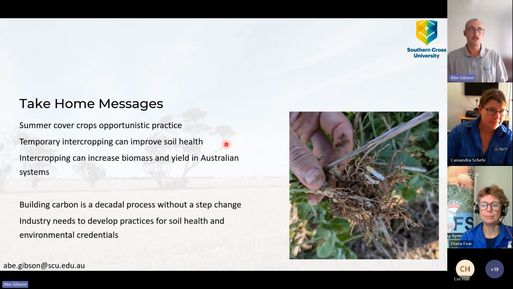Organic N is nitrogen tied up in the soil organic matter, so in your microbial biomass, in your plant litter and stuff like that. And then plant N is, I guess, the mineral N that's available for plant growth.